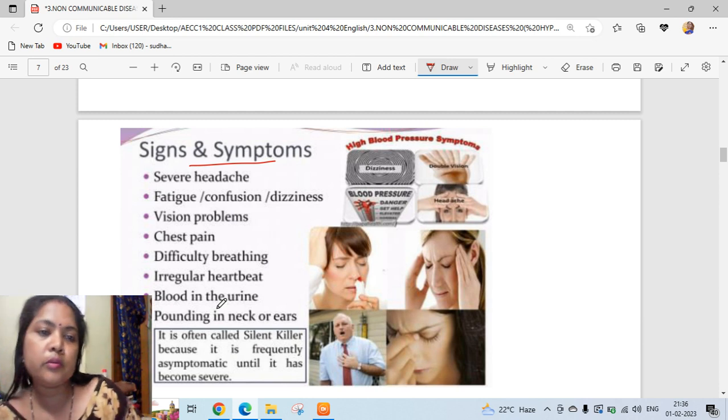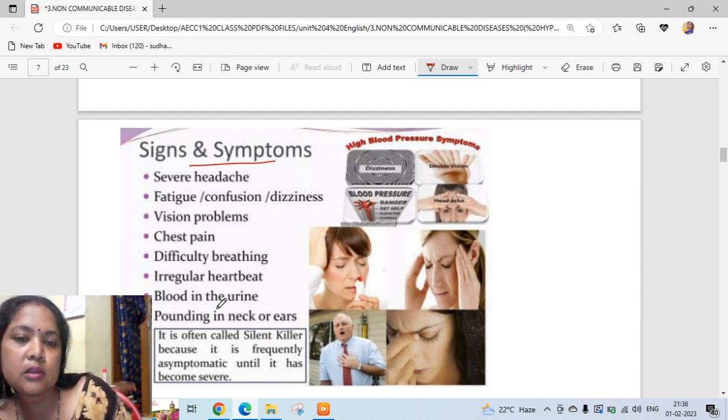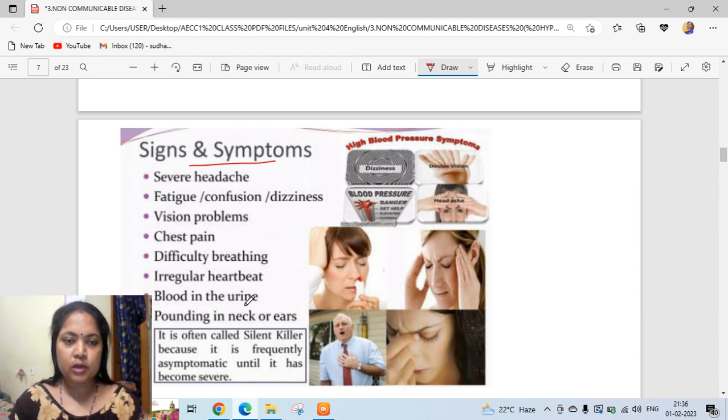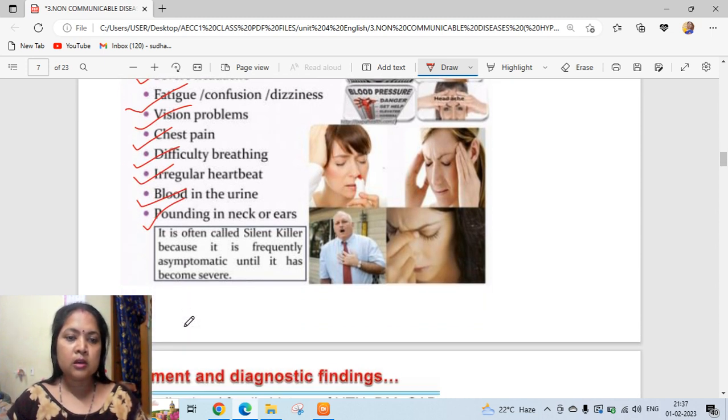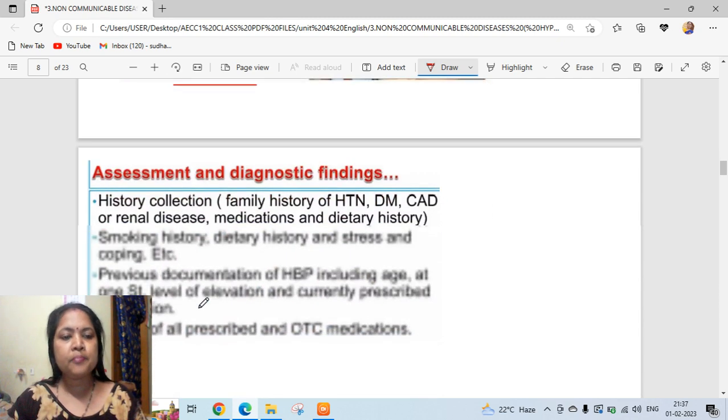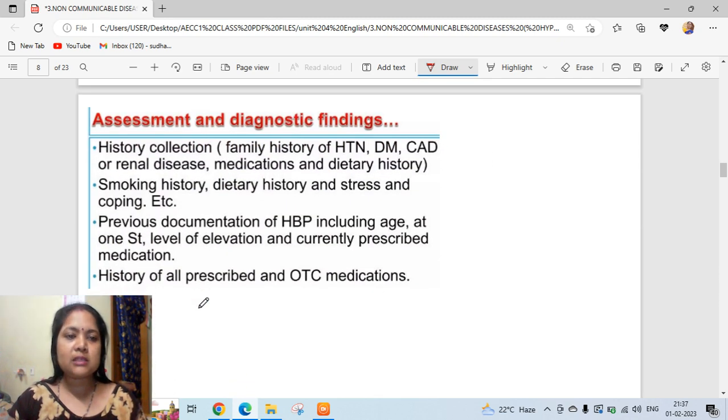Then let us know about the signs and symptoms. What are the signs and symptoms of hypertension? So severe headache, then fatigue or dizziness, then vision problems, chest pain, difficulty in breathing, irregular heartbeat, blood in the urine, then pounding in the neck or ears. It is often called the silent killer because it is frequently asymptomatic until it has become severe. Okay.